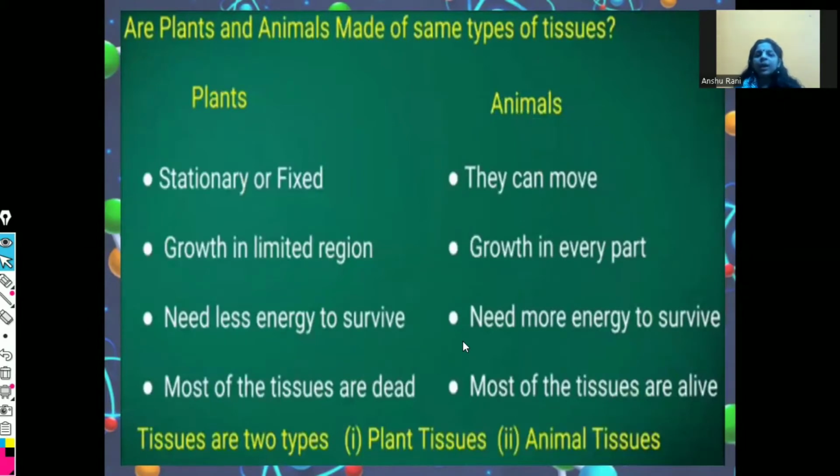Plant tissues and animal tissues. What is the difference between them? Plant tissues, as they are remaining stationary or fixed at one point, have very limited growth regions. They need lesser energy to survive, and most of their tissues are dead. On the other side, animal tissues can move from one place to another. They are having growth in every part of their body, so they need more energy for survival, and their tissues are alive.